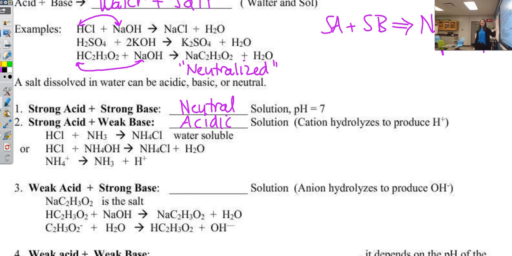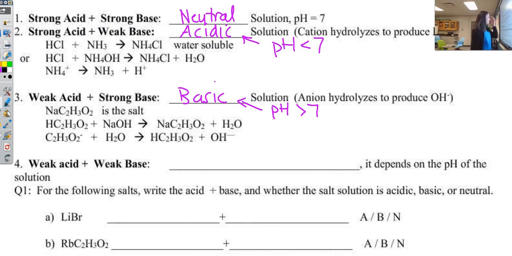What if it's a weak acid and a strong base? Now your solution at the neutralization point should be more basic. And again, what does that mean? If it's acidic, our pH should be less than 7. But if it's basic, our pH should be greater than 7 when it's neutralized, okay? So it will be neutralized, but then greater than or less than 7.